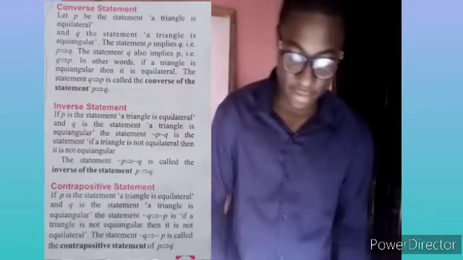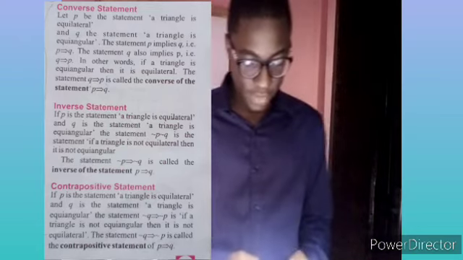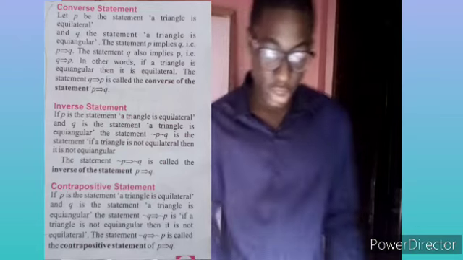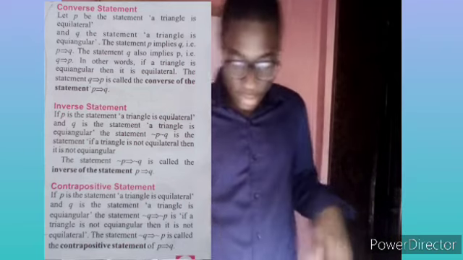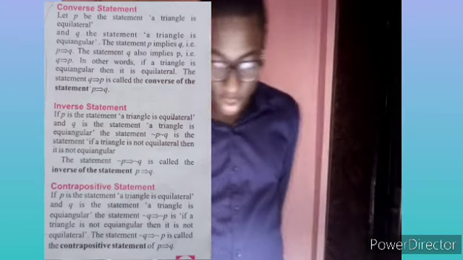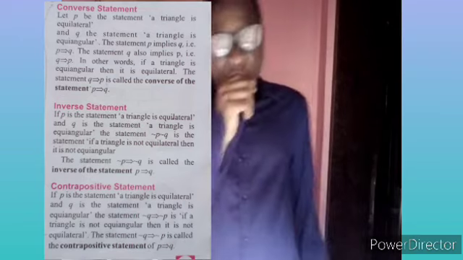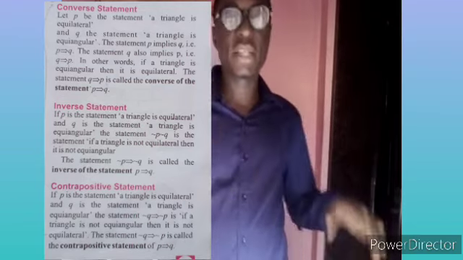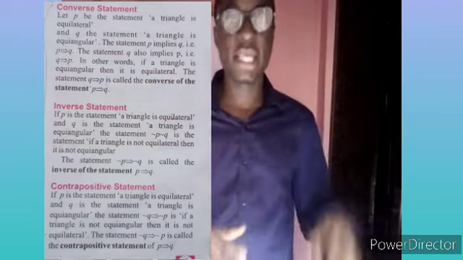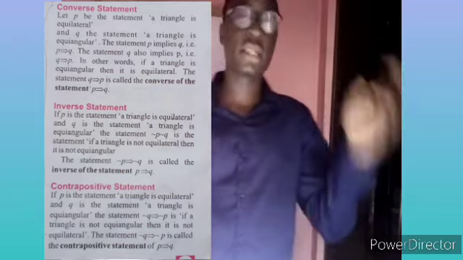So we have the converse, inverse, and contrapositive statements. Let's deal with them now. For the converse, for example, if we say a triangle is equilateral, then a triangle is equiangular. So if we say if P then Q, and we interchange the terms and say if Q then P, that is called the converse. So A to B changes from B to A. It's like testing the commutativity of those terms.